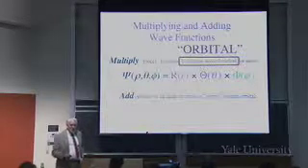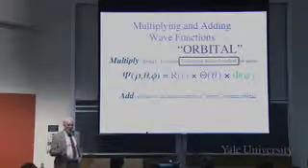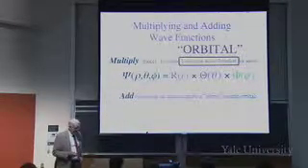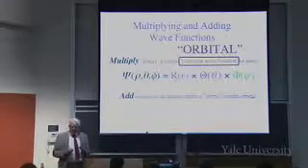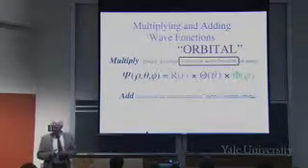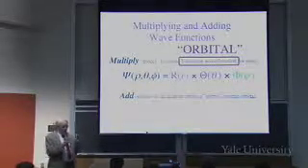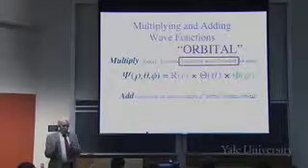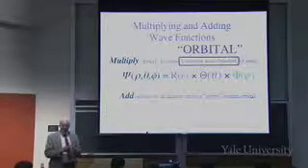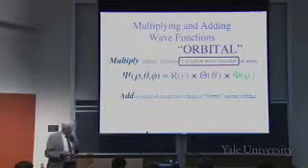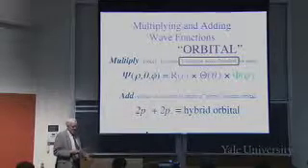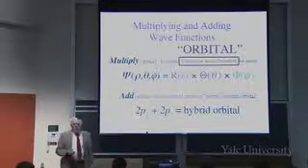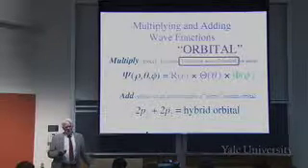An orbital is a one-electron wave function. That's what an orbital is. Now, you can add orbitals to create a hybrid orbital. That's what we just did. We took two p-hysicists' orbitals, added them together, and got a new orbital. 2py plus 2pz is a hybrid orbital. An orbital is a one-electron wave function.